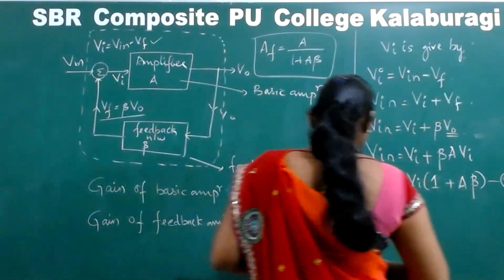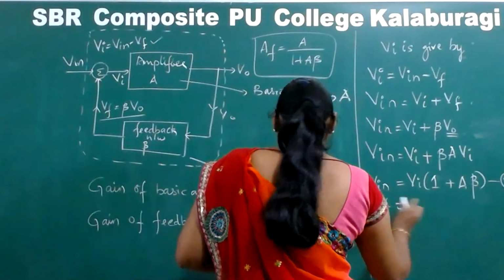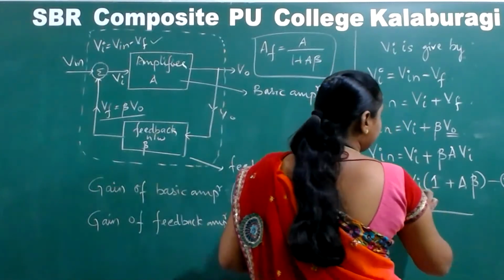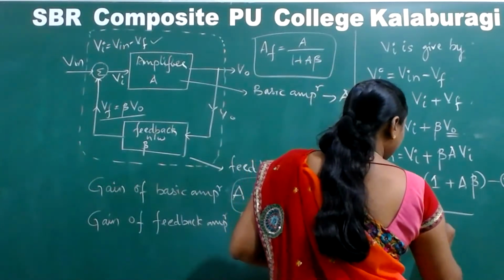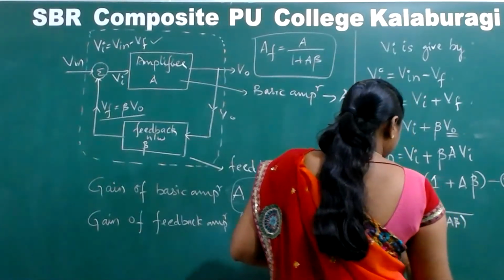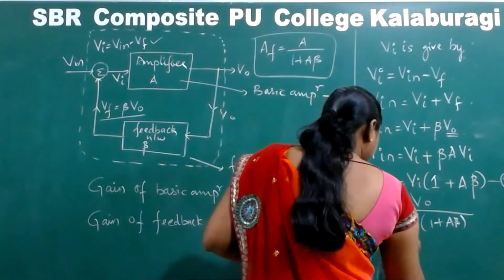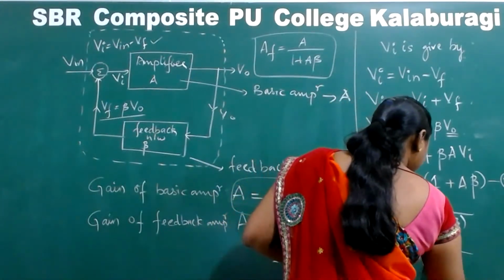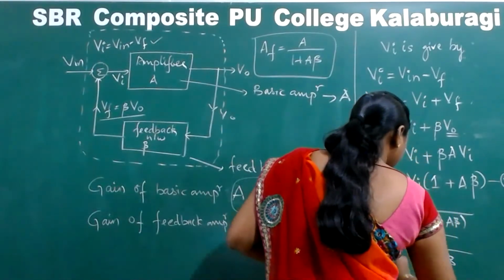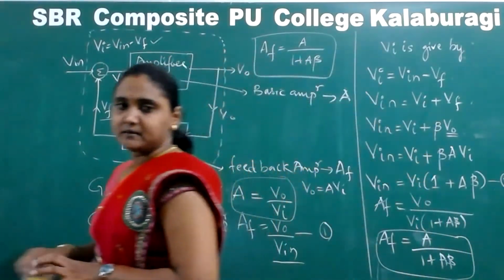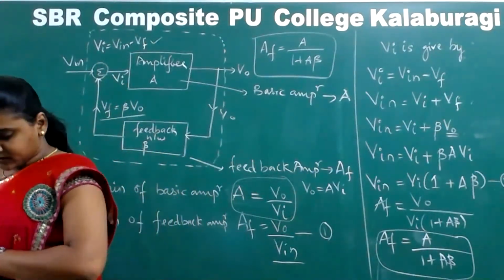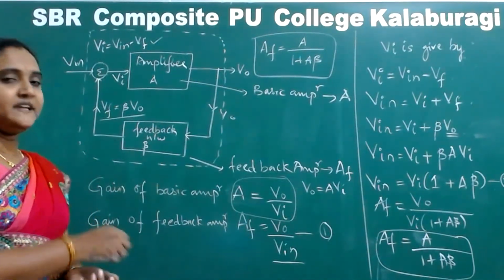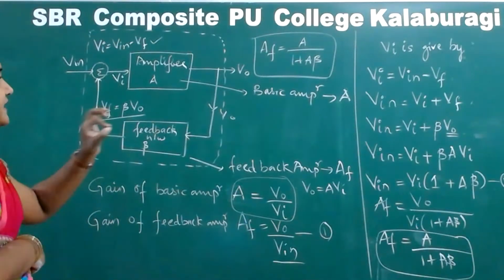Then how did we get here? AF is equal to V naught divided by Va, and Va is Vi into 1 plus A beta. V naught by Vi is equal to A. So AF is equal to A by 1 plus A beta is the final expression that we got. This is the expression for the gain of a negative feedback amplifier.